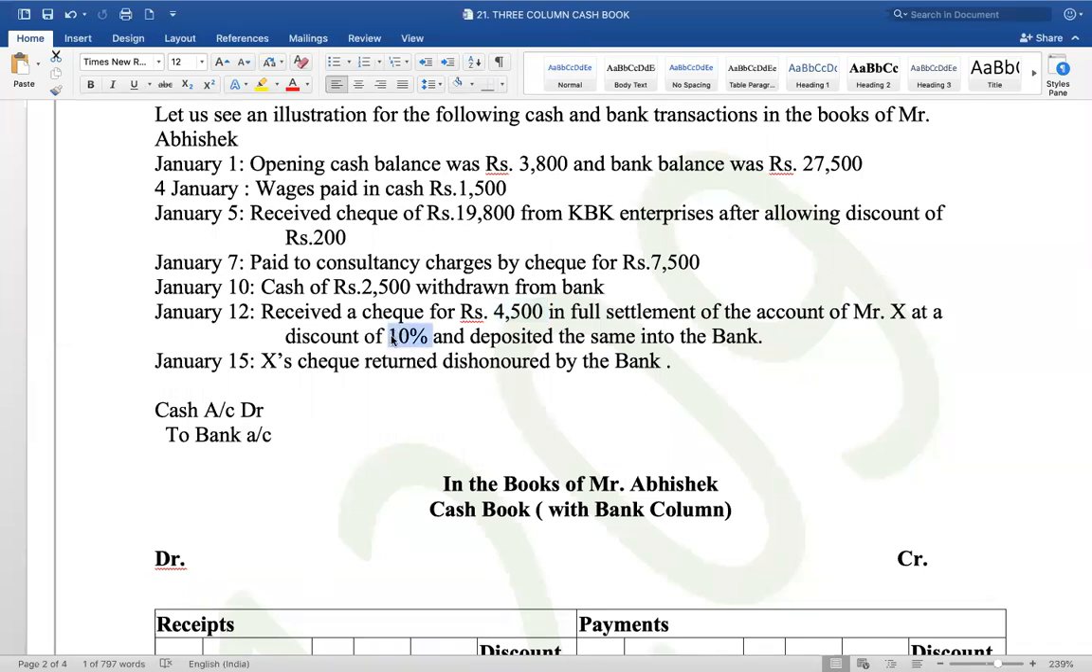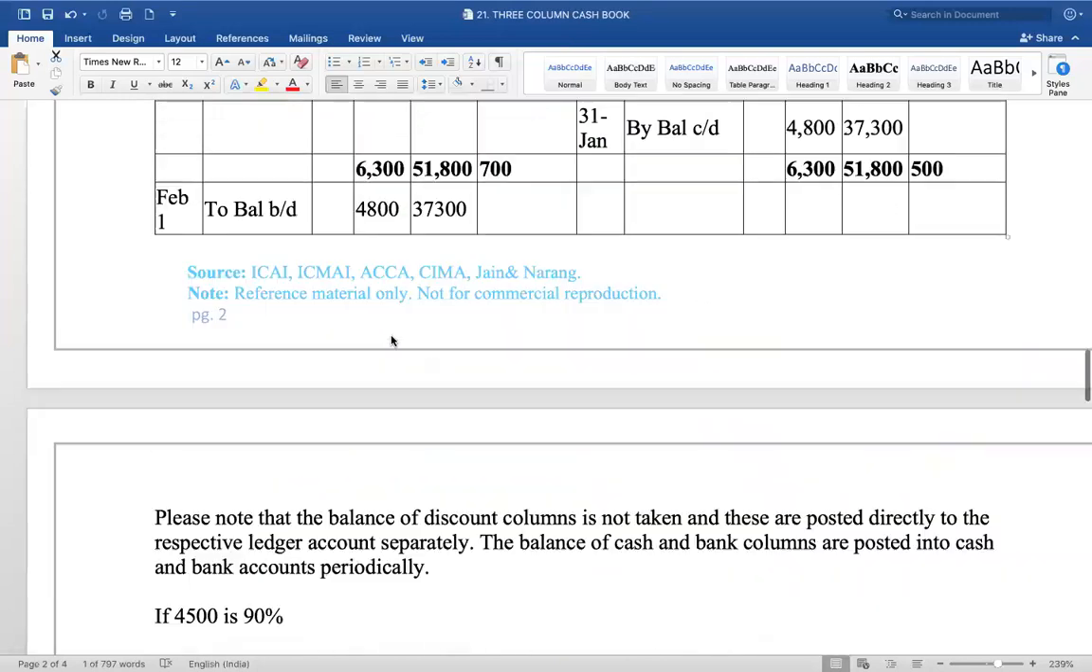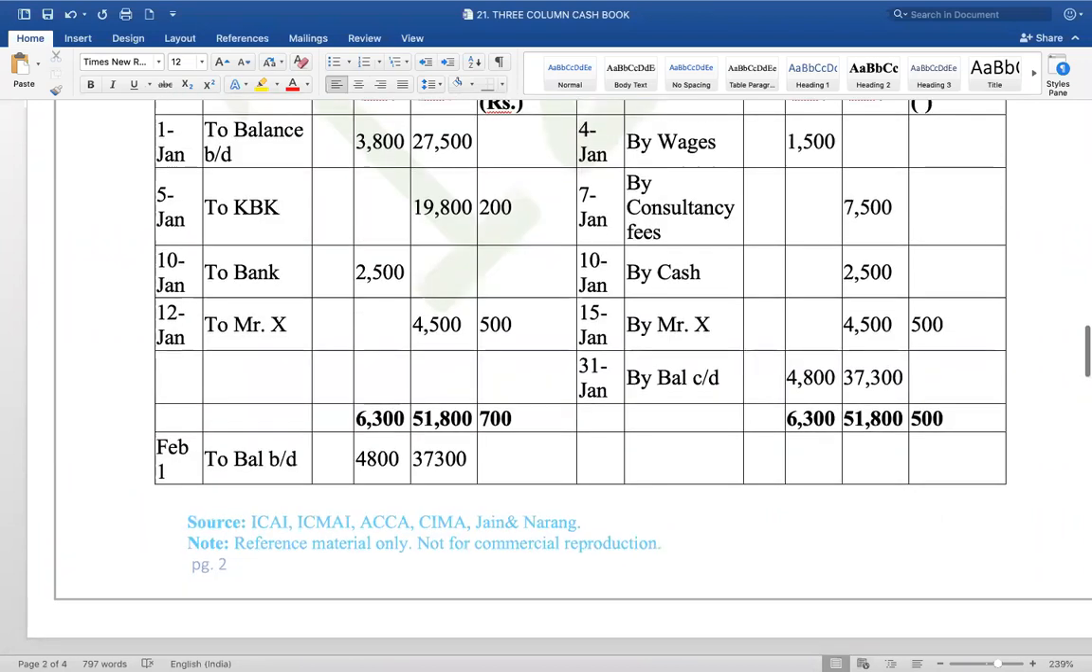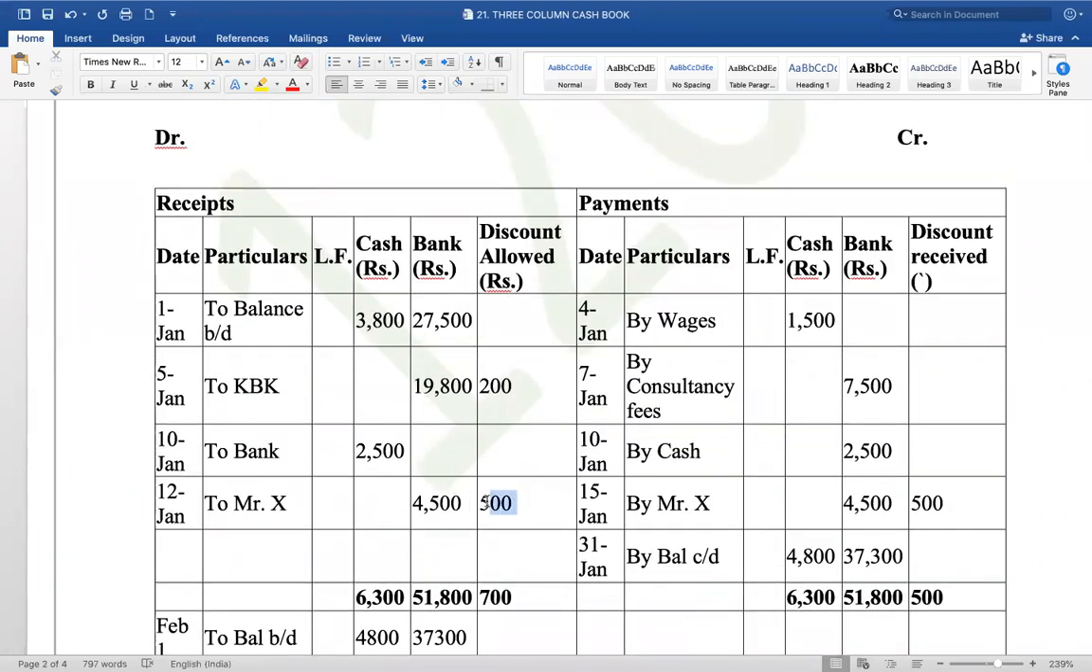We don't know what that 100% is. If 4,500 is 90%, what is 100%? 100% is 4,500 into 100 by 90, which gives you 5,000. And if this 5,000 is multiplied with 10%, what you get is 500. That is this 500.